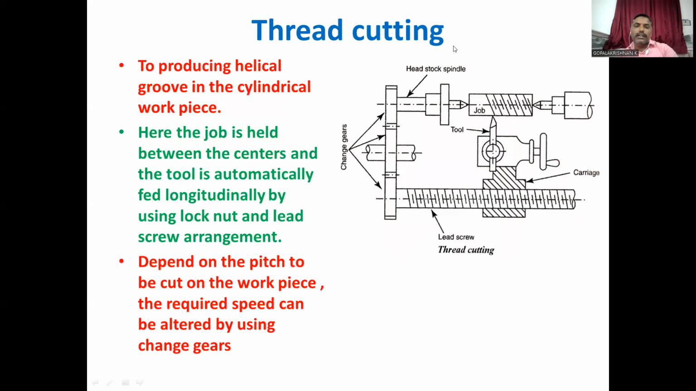The next one, thread cutting, is to produce a helical groove in a cylindrical workpiece. That is called thread cutting. Here, the job is held between the centers and the tool is automatically fed longitudinally using a lock nut and lead screw arrangement, depending upon the pitch to be cut on the workpiece. The required speed can be altered by changing the gears.